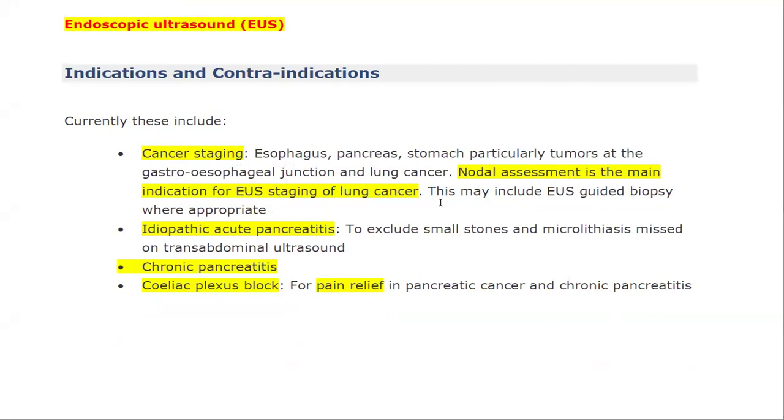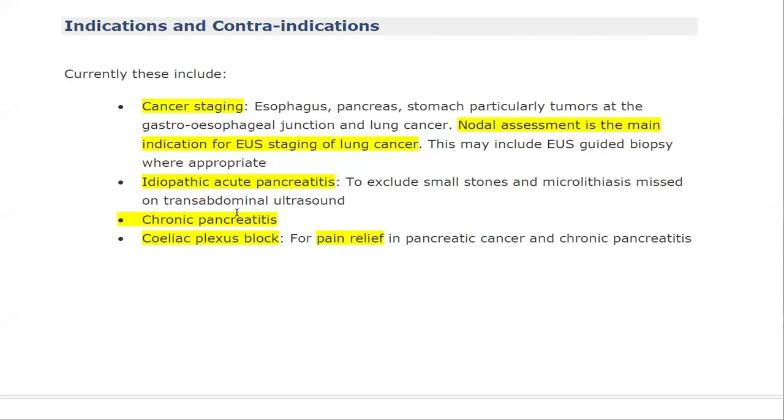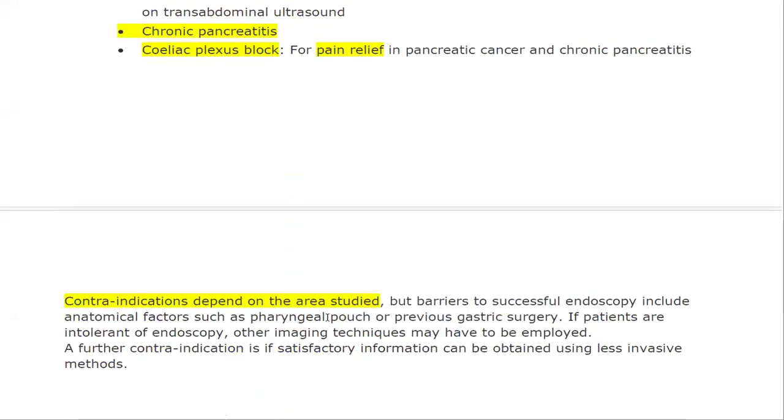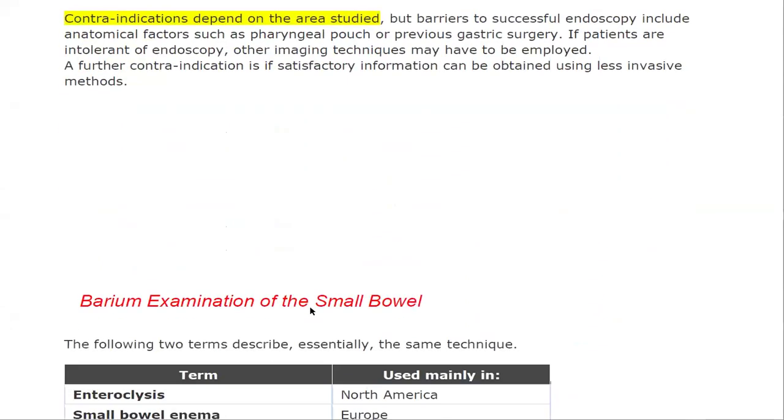Okay, this is quite surprising. So we are using this as a main indication for this study. Idiopathic acute pancreatitis: it can be used to exclude small stones if the patient is negative on ultrasound. So you are using this to be sure there is no cause of this pancreatitis, and others like celiac plexus block for pain relief. Contraindications are maybe not important.